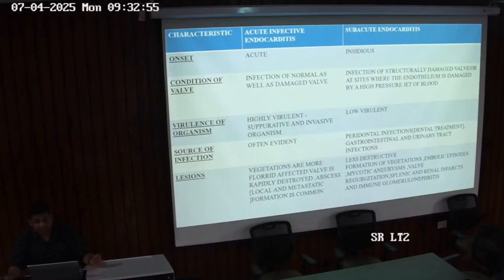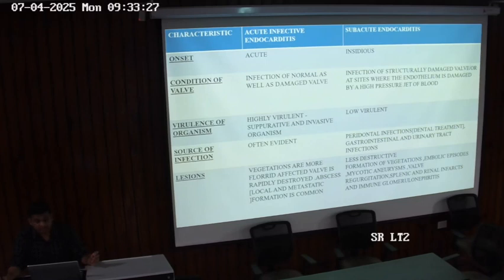Virulence of the organism is very important, because the bacteria causing acute infective endocarditis are highly virulent, like subacute have a low virulence. The source of infection is often evident in the acute type of infective endocarditis rather than subacute. Lesions are more common in the vegetation, more friable, the affected valve is rapidly destroyed. Abscess formation is there, and it is less destructive in the subacute form, with formation of vegetation.